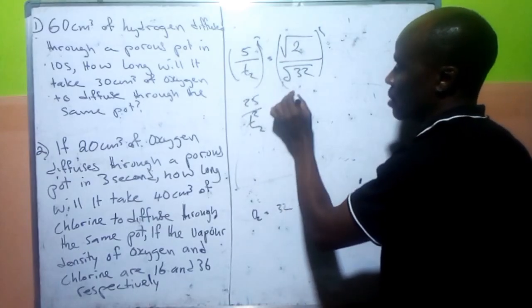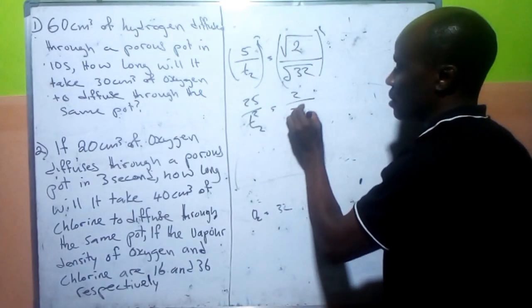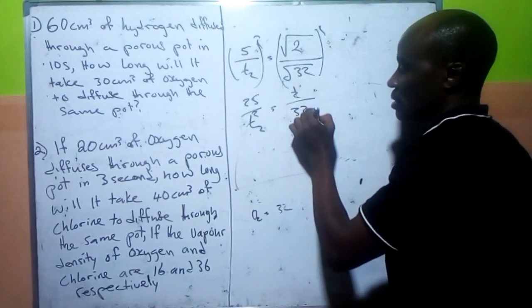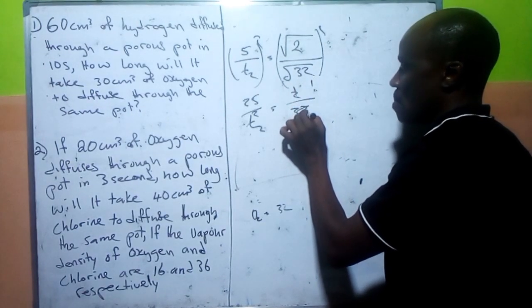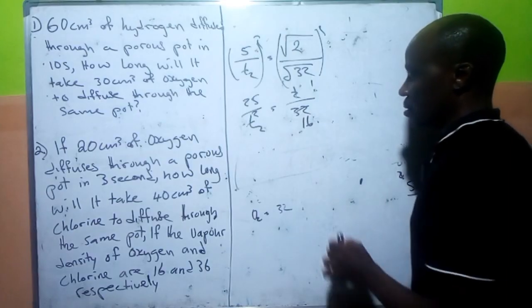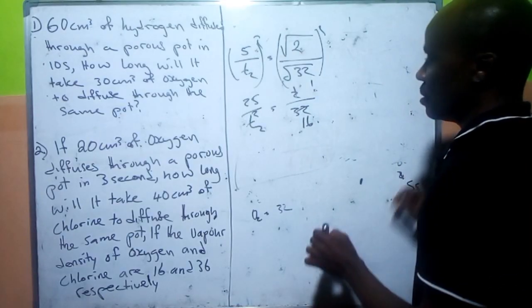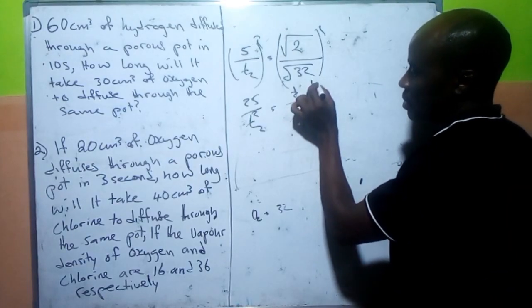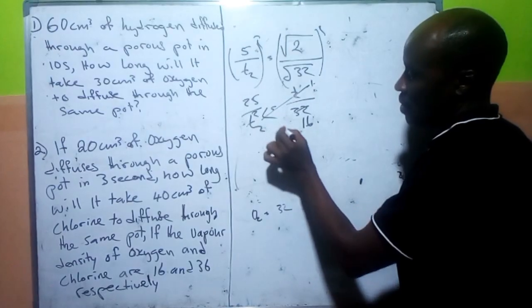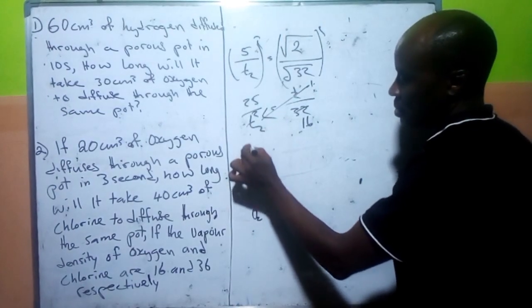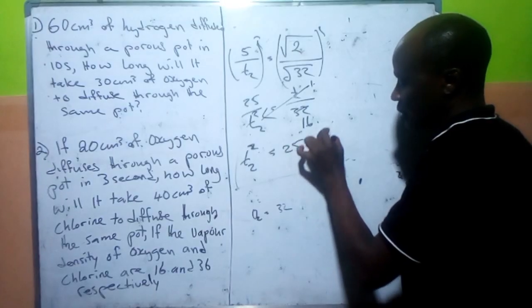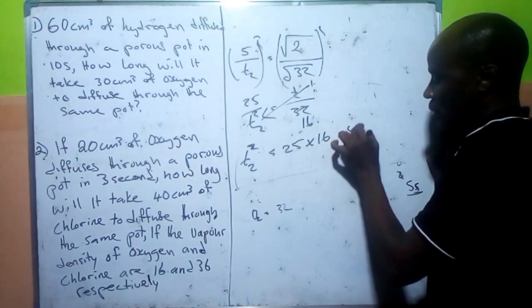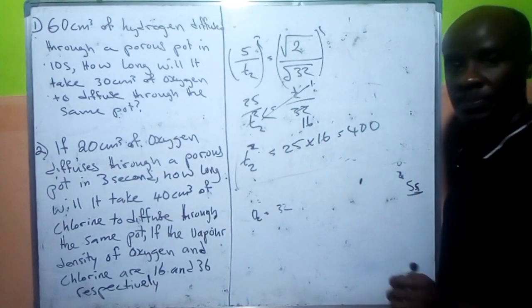And then here will be 2 over 32. So this kind of thing, this can cancel. We have 1. This here we have that will be 16. Then what do we have to do next? This crossing over, we have t squared equal to 25 times 16, which will be something like this, 400.